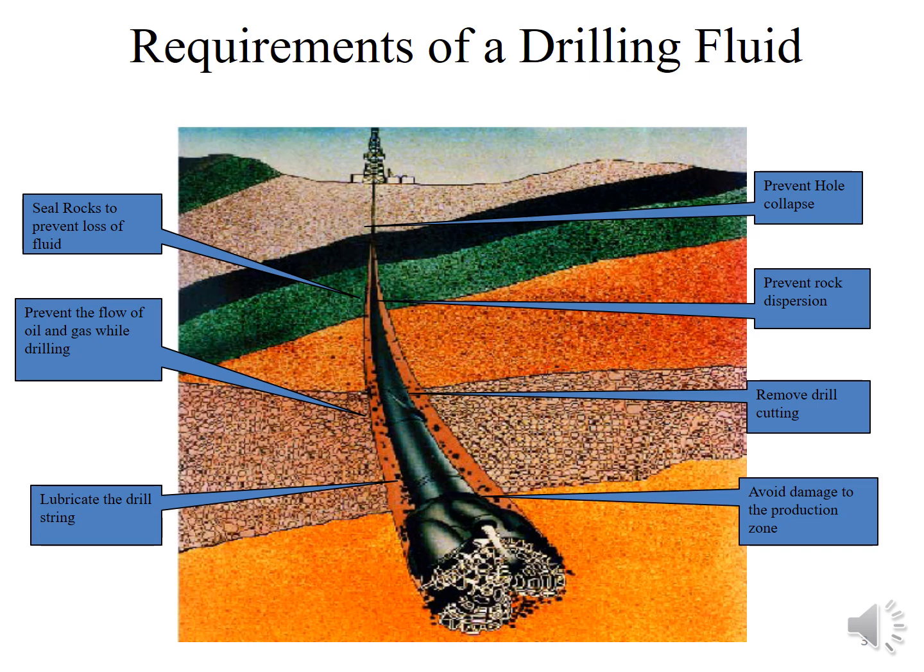a lubricant is very much needed. It will seal the rocks to prevent loss of fluid. It will prevent the flow of oil and gas while drilling, and it will lubricate the drill string, prevent hole collapse. Then it will also prevent rock dispersion. Then it will remove all the drill cuttings outside the hole. Then it will also avoid damage to the production zone.